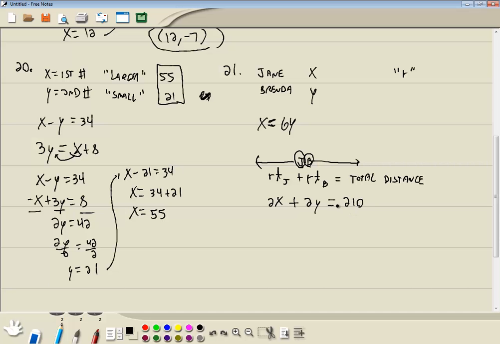Here's our first equation, here's our second equation. Probably the easiest one here is the substitution. So I'll plug in x equals 6y. I'll put 6y in for the x. So I got 2 times 6y plus 2y is equal to 210. 2 times 6 gives us 12y plus 2y is equal to 210. That gives us 14y is equal to 210. Divide both sides by 14.